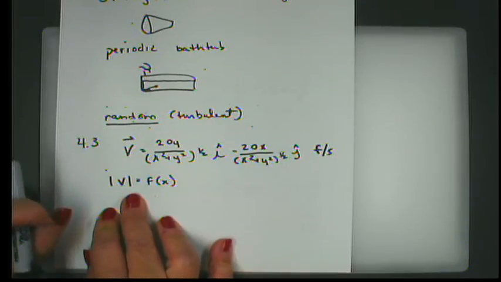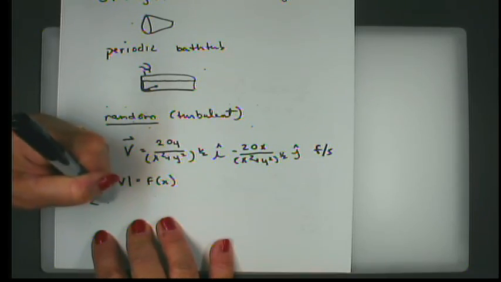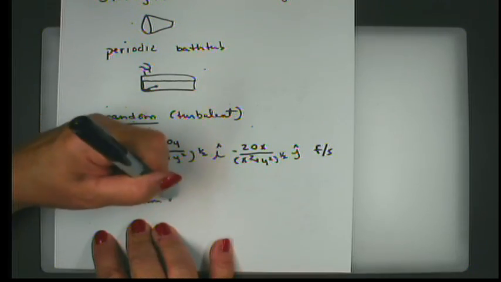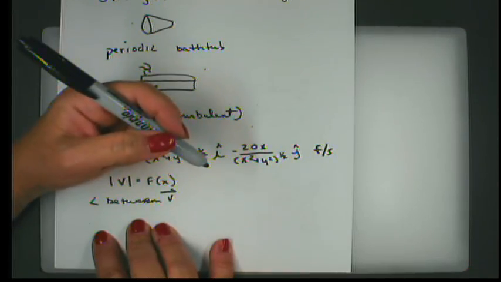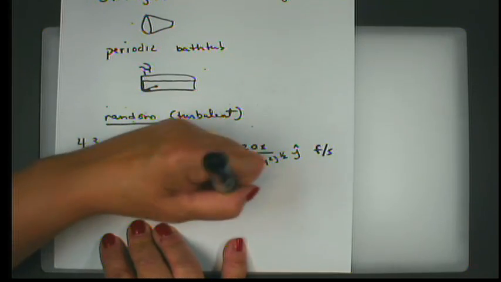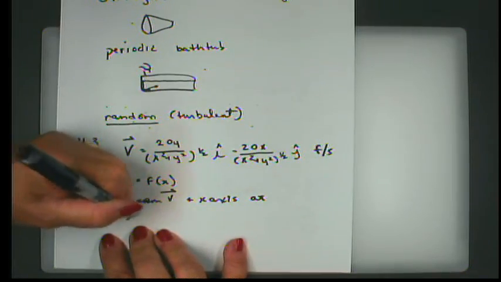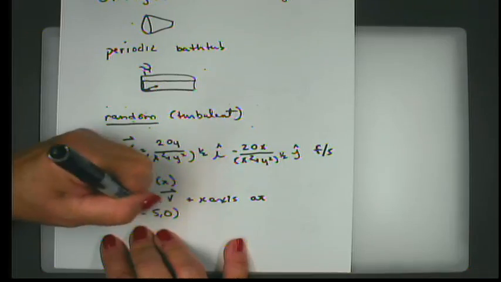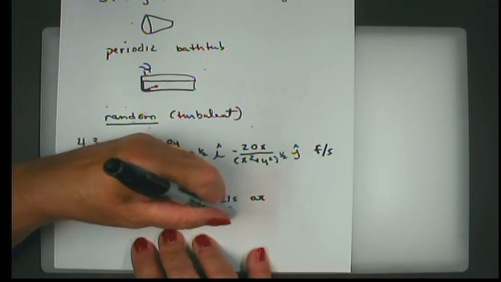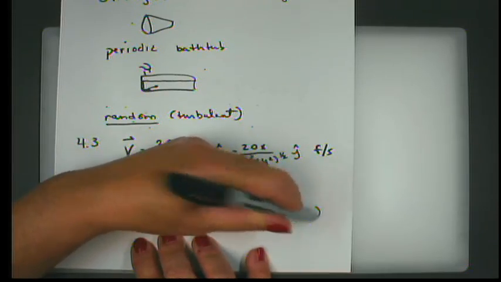And we want the angle between the velocity vector v and the x-axis at some points, at the points (5, 0), (5, 5), and (0, 5). All right. So that's a nice problem.